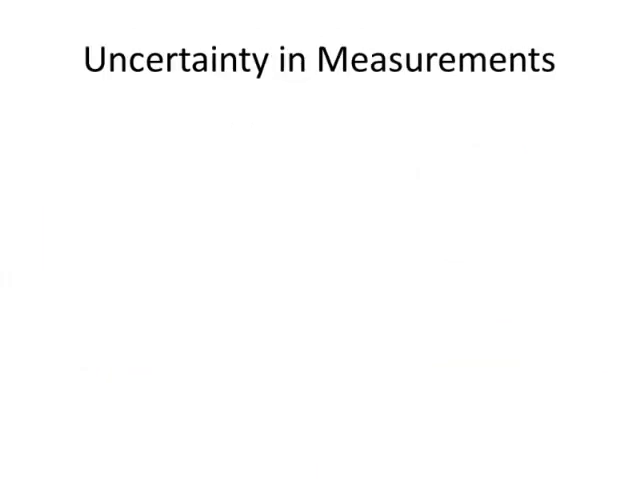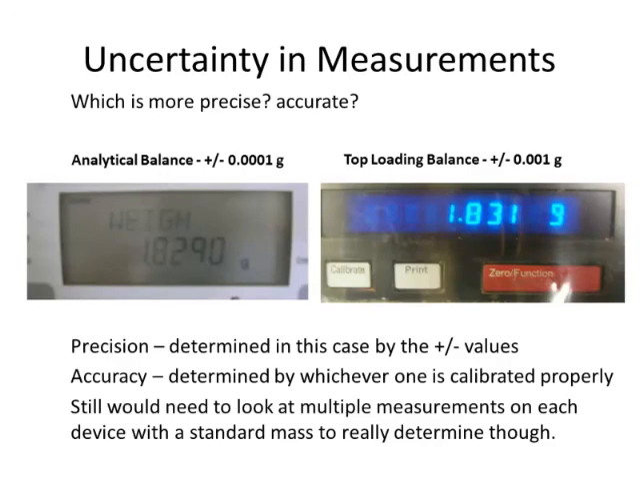Now, let's go back to the balances from before. We want to think about which one is going to be more precise, which one is going to be more accurate. So, precision is going to be determined in this case by the plus or minus values listed above. So the analytical balance is plus or minus 0.0001 grams. Top loading balance is plus or minus 0.001 grams. So the analytical balance typically is going to be more precise because it goes to the fourth decimal place, whereas the top loading balance only goes to the third decimal place, and that's where our error is at.